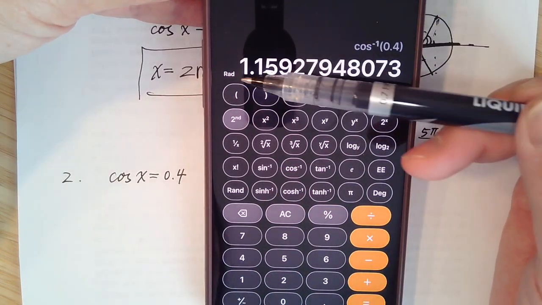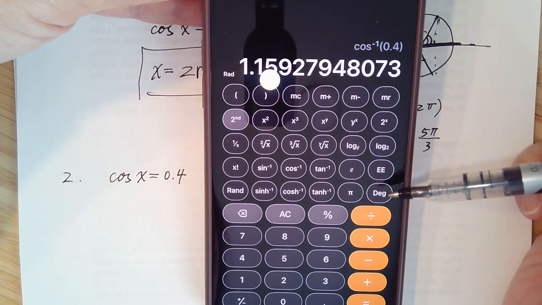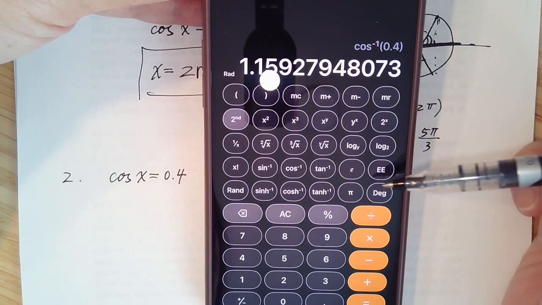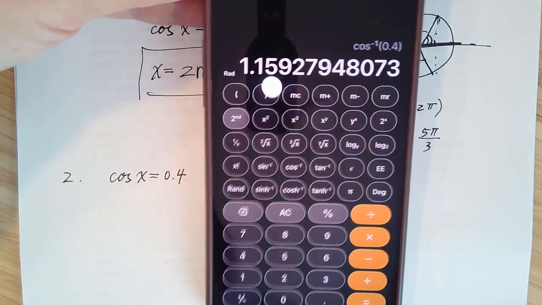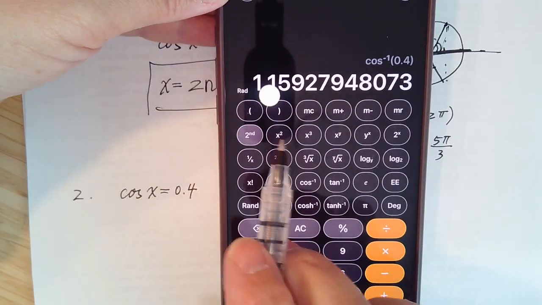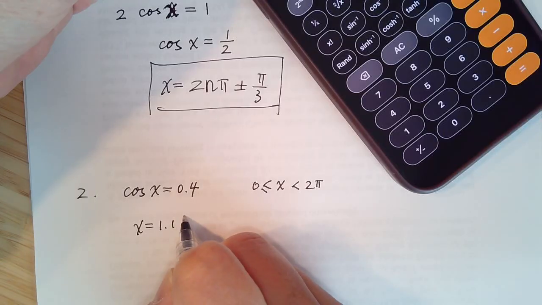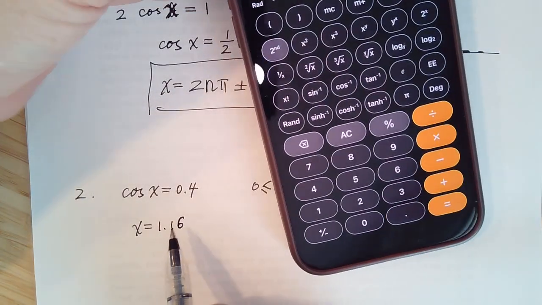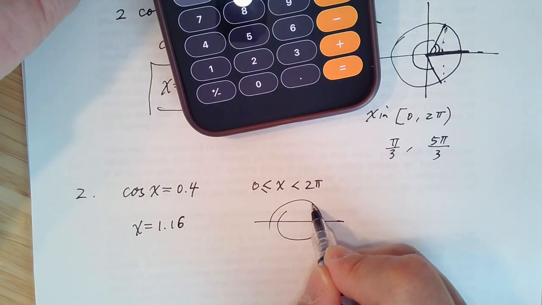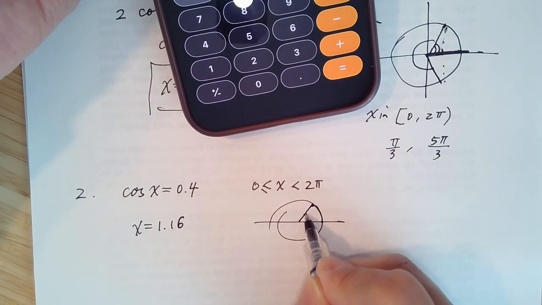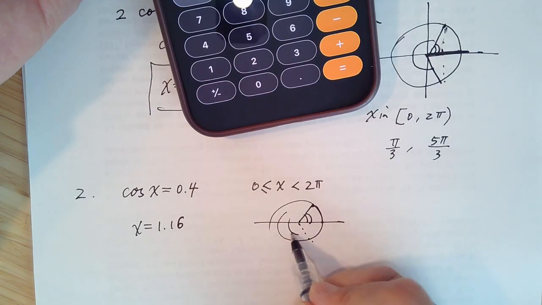Again, I'm using radians right now. Did you see the degree indicator here? Whatever you see here means you're not using it. So radian. My x is going to be 1.16. But this 1.16, again, is only here. So you do have another solution between 0 and 2 pi.